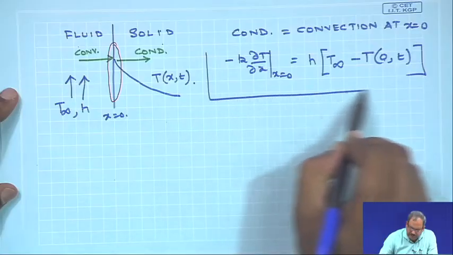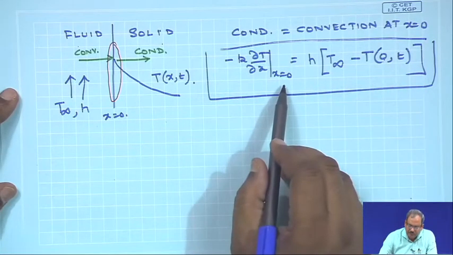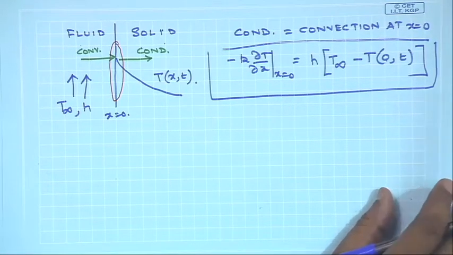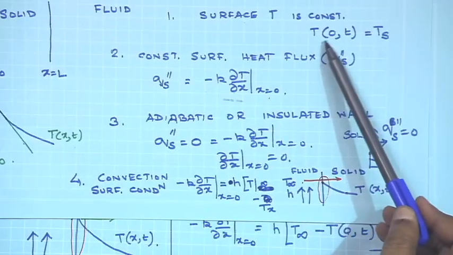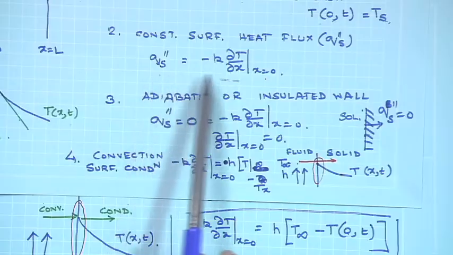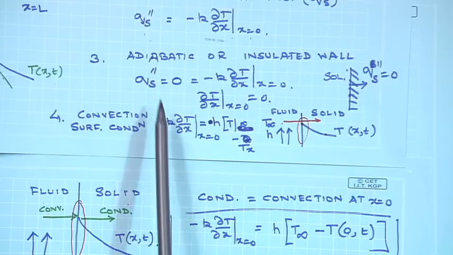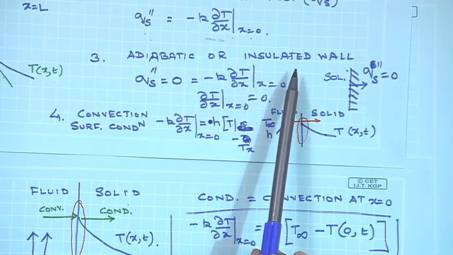So, this kind of conduction, convection, mixed boundary conditions are also prevalent in the study of heat transfer. Once again, if you look at the possible boundary conditions, one is that the temperature is known. The second is that the heat flux is known, where the heat flux is equated to the conductive heat flow. The third could be an adiabatic or insulated wall condition.